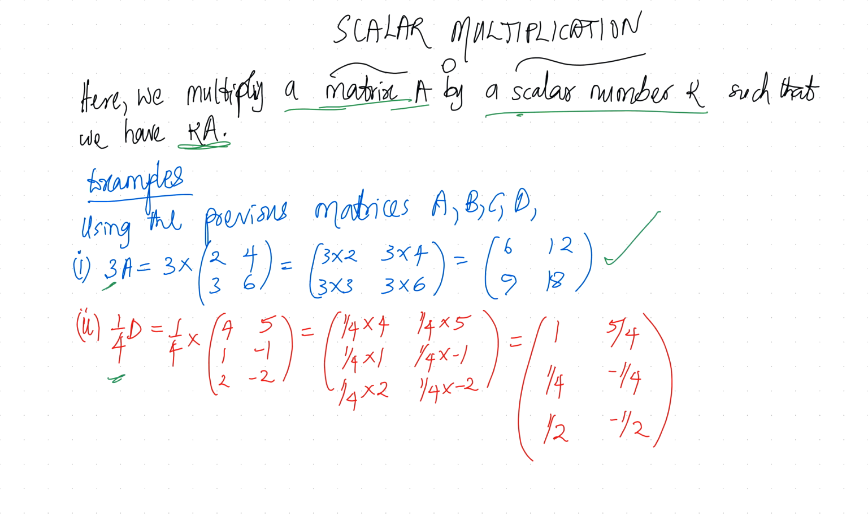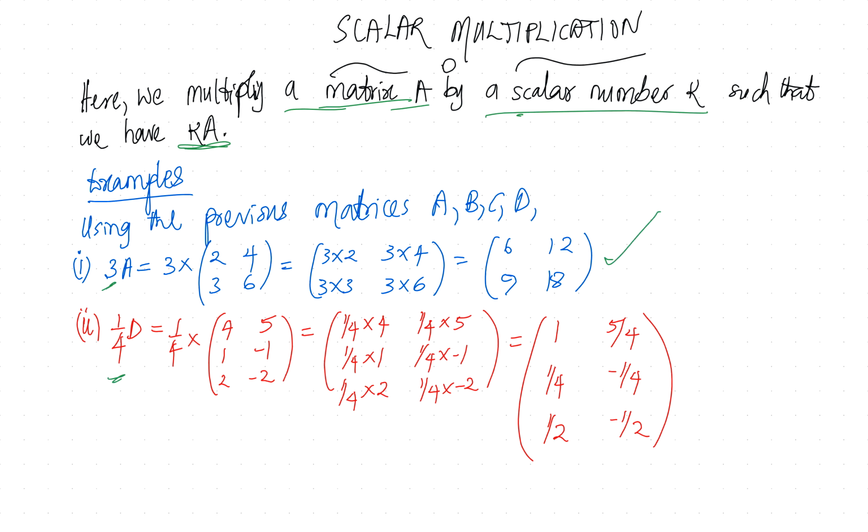So you have 1 over 4 D, which is 1 over 4 times 4, 5, 1, minus 1, 2, minus 2. So you multiply each element by 1 over 4. So you have 1 over 4 times 4, 1 over 4 times 5, 1 over 4 times 1, 1 over 4 times minus 1, 1 over 4 times 2, 1 over 4 times minus 2. So that ends up giving you 1 over 4 times 4 is 1.